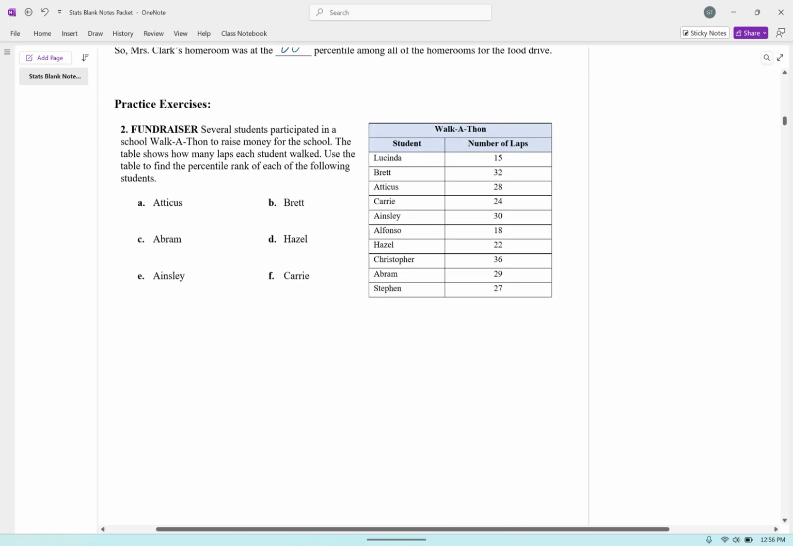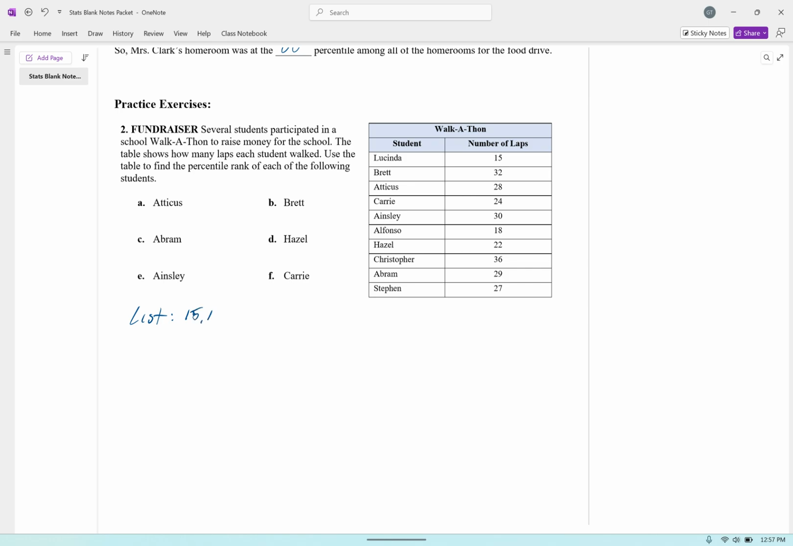We have a really good example right here. It'll give you some nice practice. All right. So, like all of these, putting them in order from least to greatest is going to be the most important part of this. And so let's list. All right, so we got 15, 18, 22, 24, 27, 28, 29, 30, 32, 36. Okay, so I got them in order.